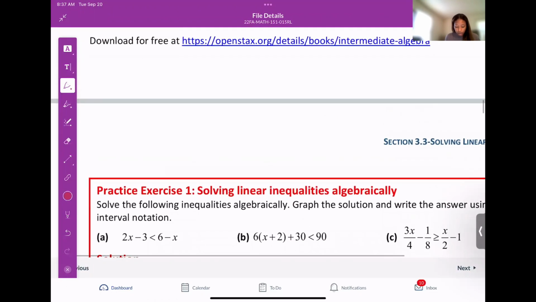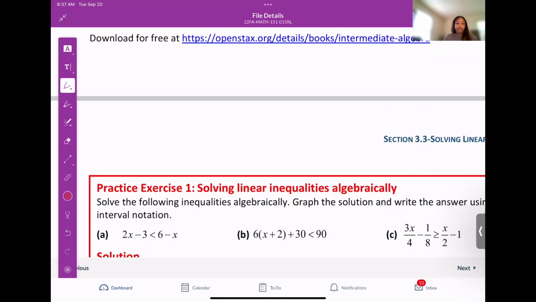So we're going to start off with problem A. I'm going to write the work for this above. Problem A says we have the inequality 2x minus 3 is less than 6 minus x.